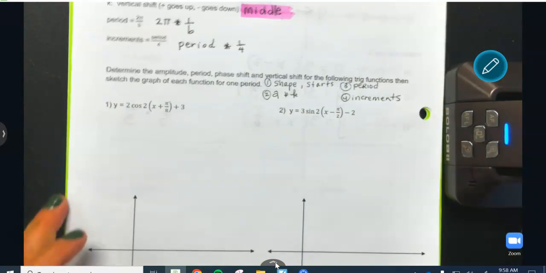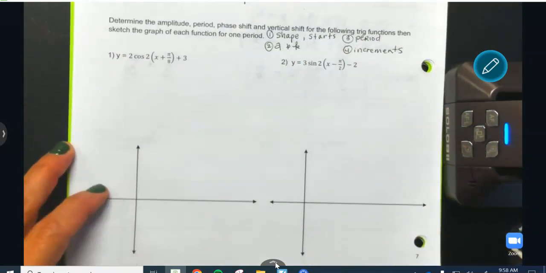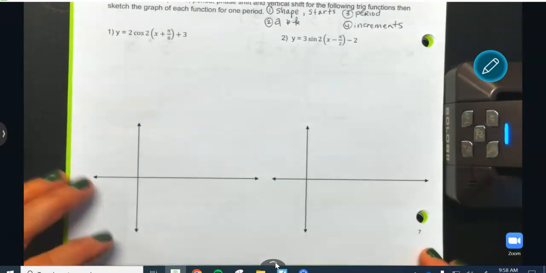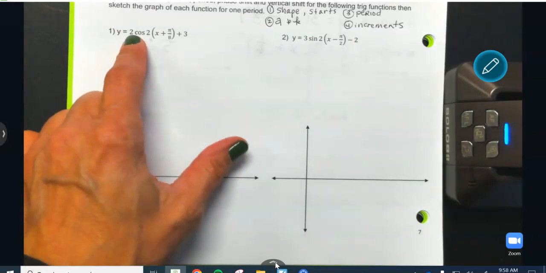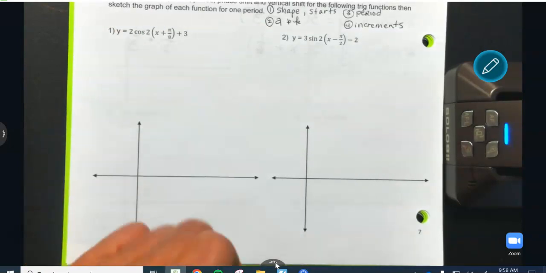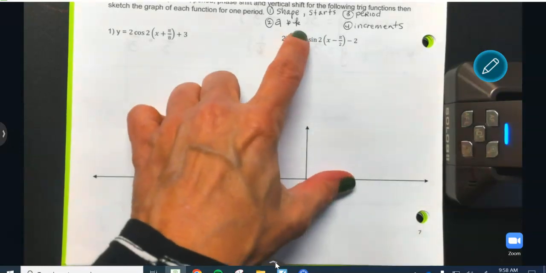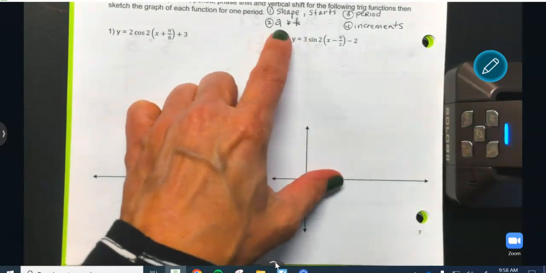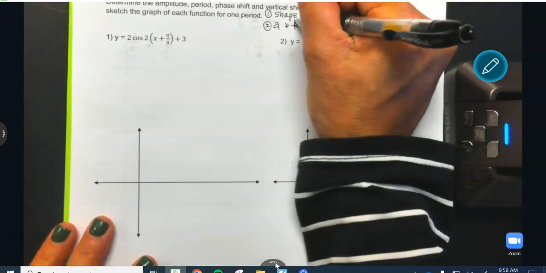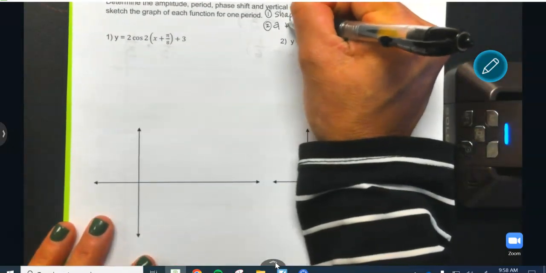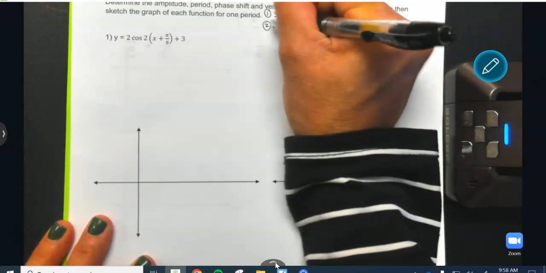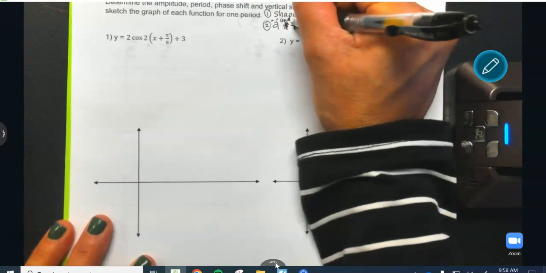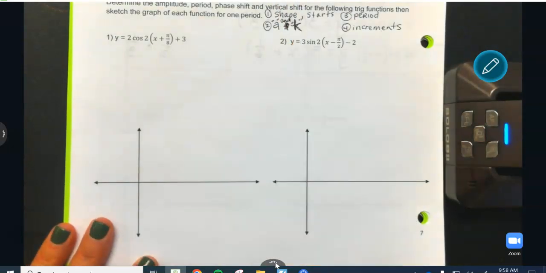All right, so here we go. I'm just going to keep making sure you guys can see this. Now remember, right after the equal sign is the A value. Sorry, A and K.